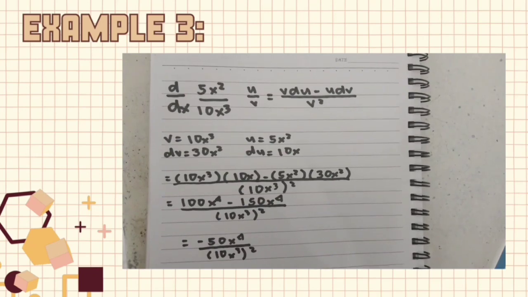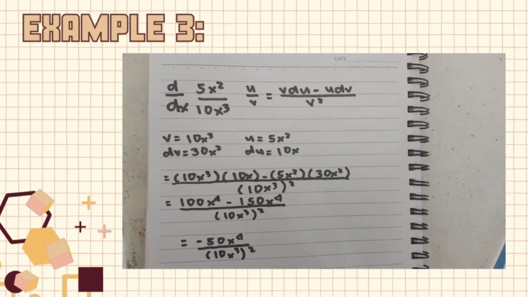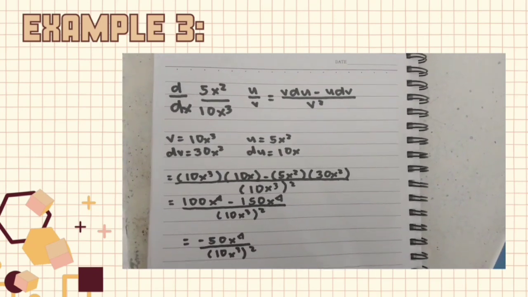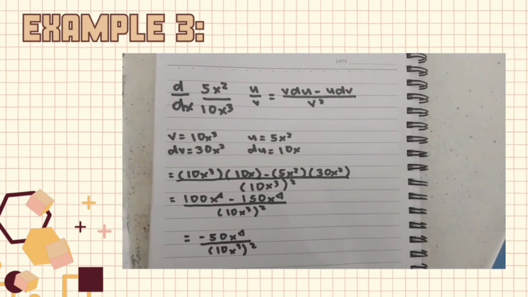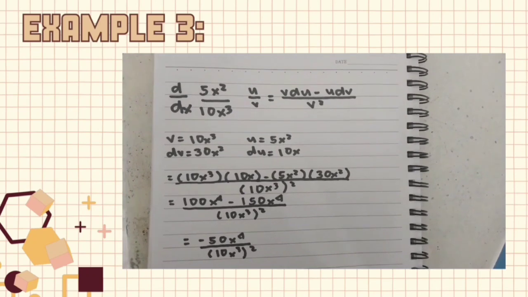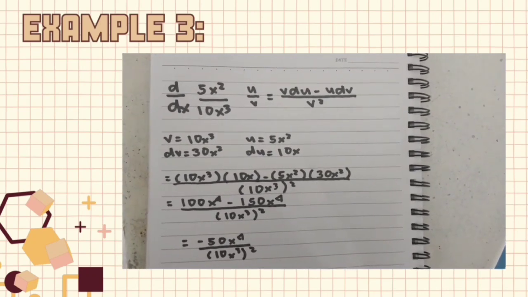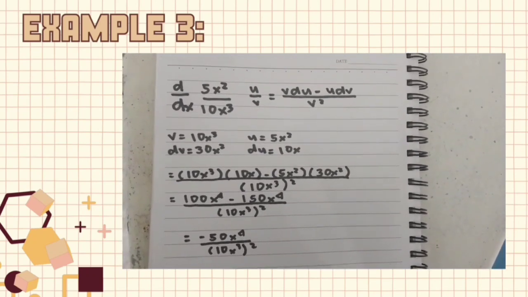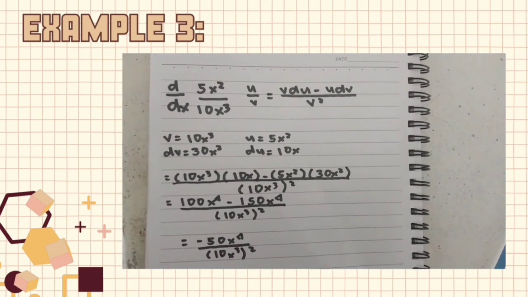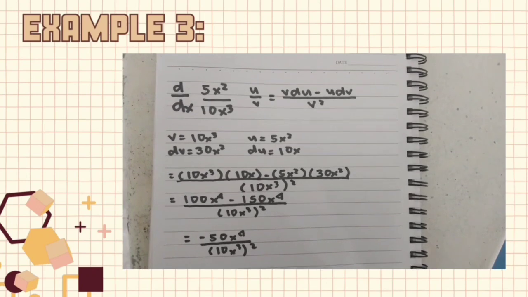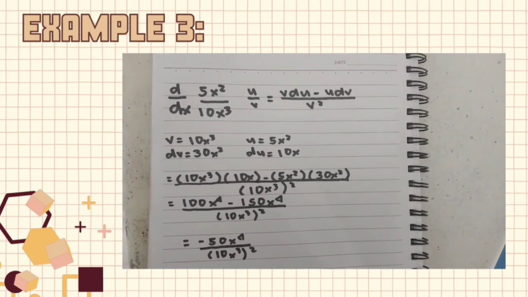Find the derivative of 5x squared over 10x cubed. v is equal to 10x cubed. Then the dv is 30x squared since 10 times 3 is equal to 30 and 3 minus 1 is equal to 2. u is equal to 5x squared and the du is equal to 10x since 5 times 2 is equal to 10 and 2 minus 1 is equal to 1.